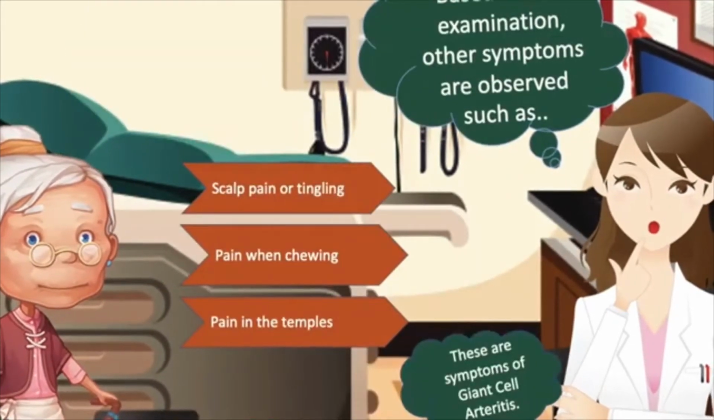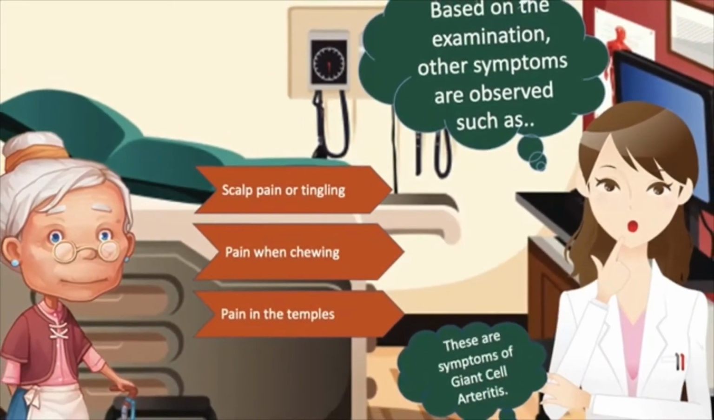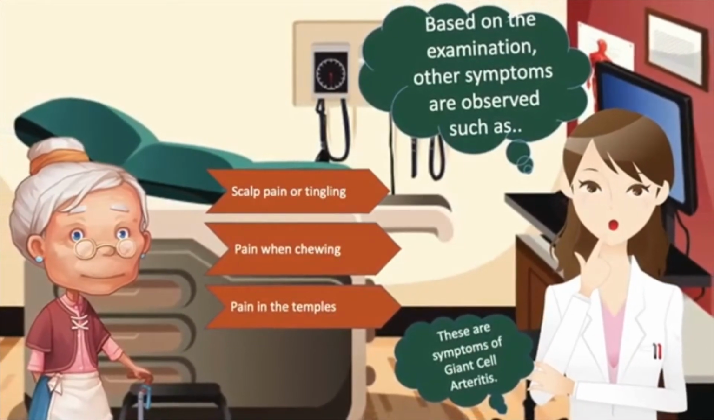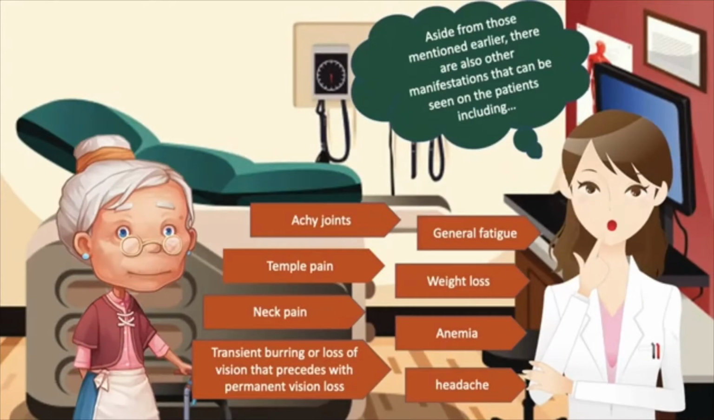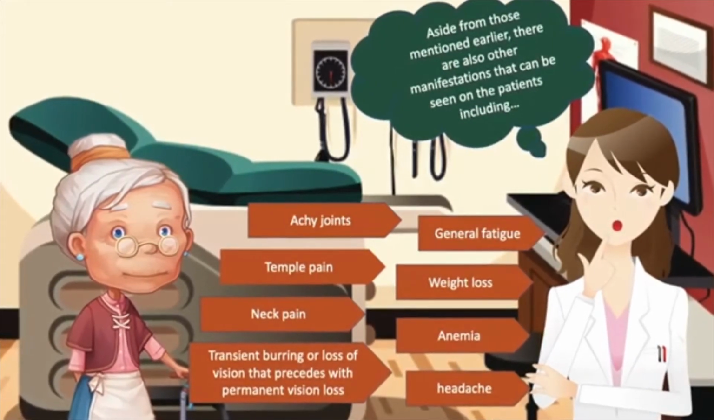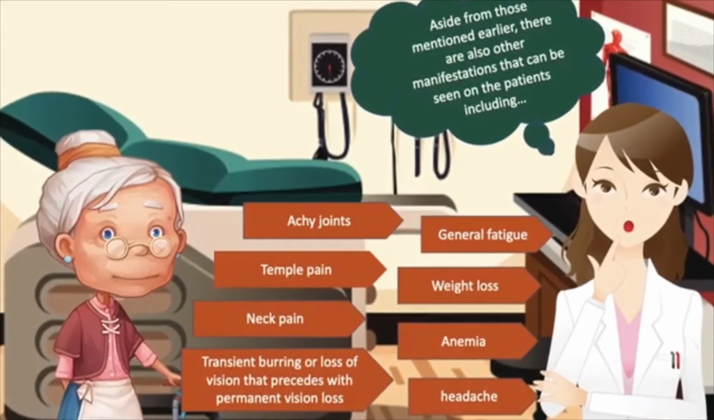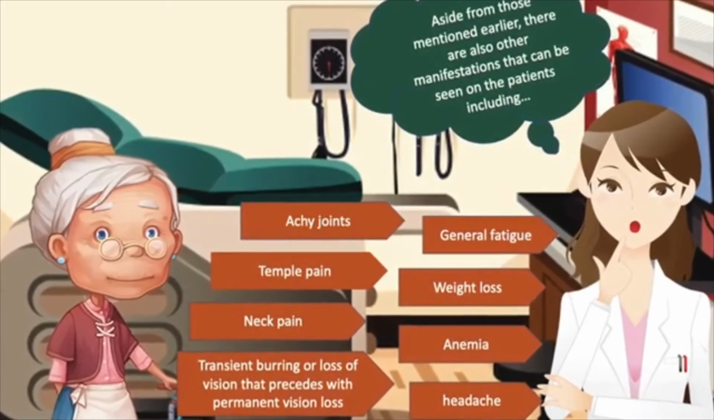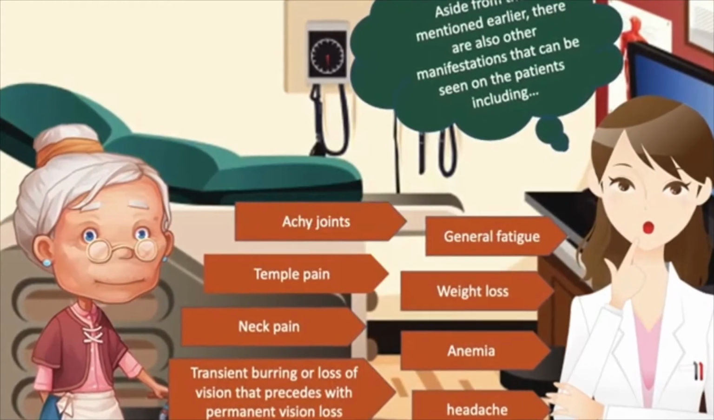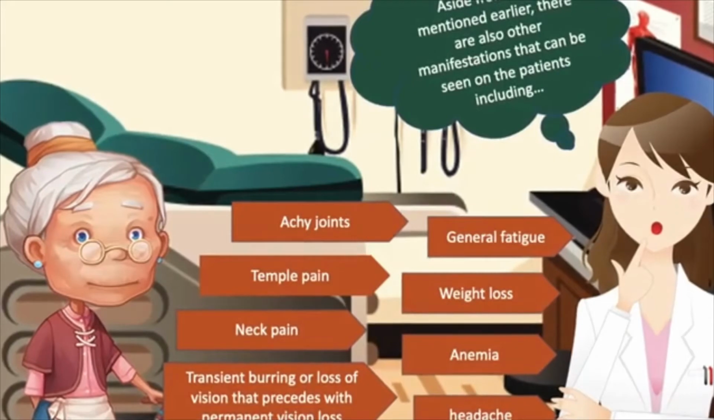Based on the examination, other symptoms are observed such as scalp pain or tingling, pain when chewing, and also pain in the temples. All these are symptoms of giant cell arteritis. Aside from those I have mentioned earlier, there are also other manifestations that can be seen in patients, and that includes transient blurring or loss of vision that precedes permanent vision loss, headache, neck pain, anemia, temple pain, weight loss, achy joints, and general fatigue.